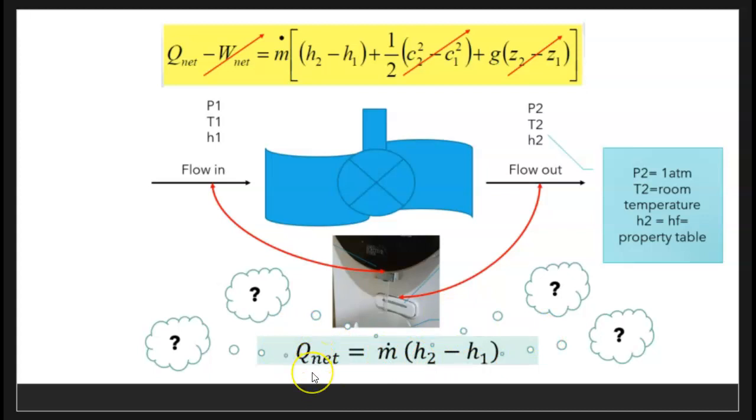So if you get a negative value for this Q net, it indicates that this flowing water is rejecting heat. Okay, it rejects heat. So it goes the same with the second law, where we will continue the second law in our next lecture.